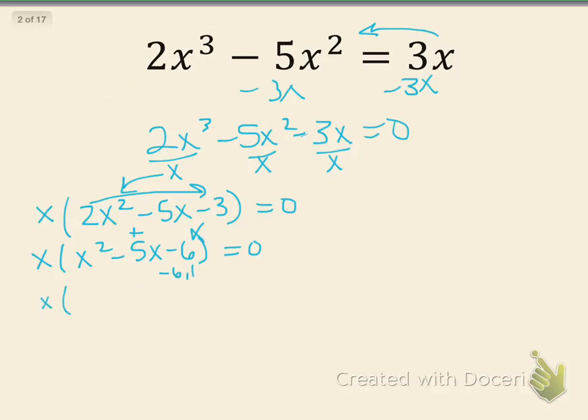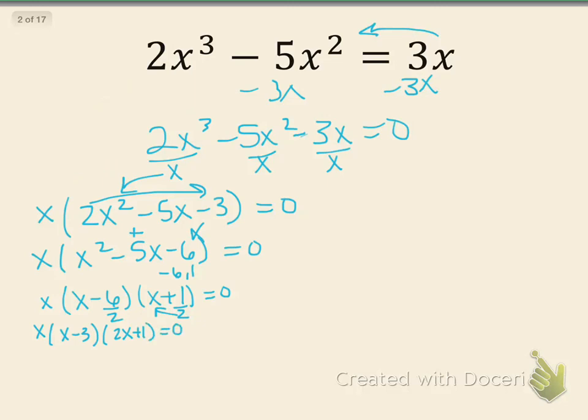So the x still stays on the outside because it was my GCF. We're going to write x minus 6, x plus 1 equals 0. I sent a 2 back, so I need to make sure I divide by that 2 and simplify if I can. So 6 divided by 2 is 3. I can't simplify my fraction, so my bottom comes up.